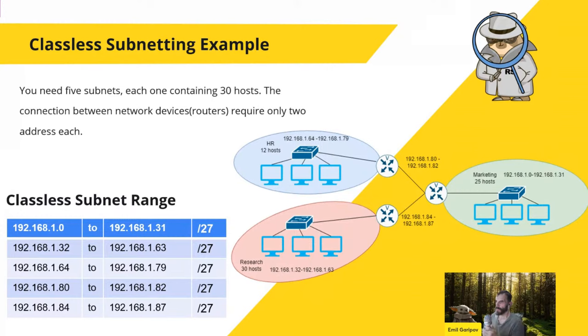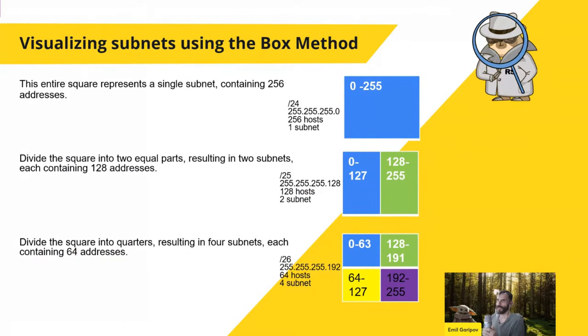And classless subnetting allows us to flexibly use IP addressing and IP address ranges, and we will not waste IP addresses. For example, in the table you can see the network addresses, for example, 1.32 through 1.63, and we use just only a /27 mask.